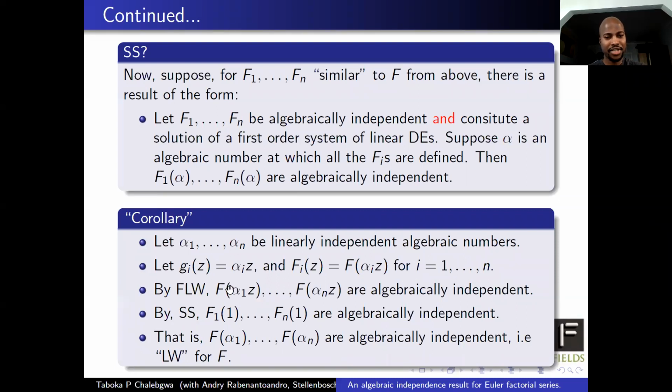Now, by the functional Lindemann-Weierstrass theorem, since these polynomials are linearly independent, what they then deduce is that your functions are algebraically independent. And then by the Shidlovsky theorem, since now you have got these n algebraically independent functions, if you evaluate them at 1, say, then the resulting n numbers should be algebraically independent. So in particular, whenever you have n algebraically independent numbers, what you then get is that f of alpha 1 up to f of alpha n are algebraically independent. So this is a type of a Lindemann-Weierstrass theorem for your given function.